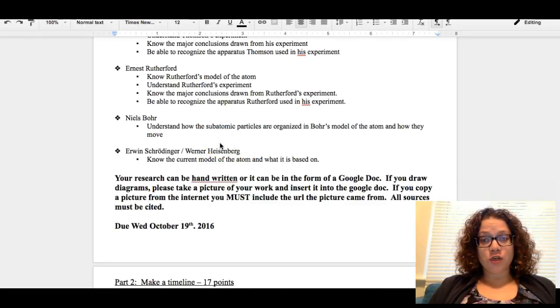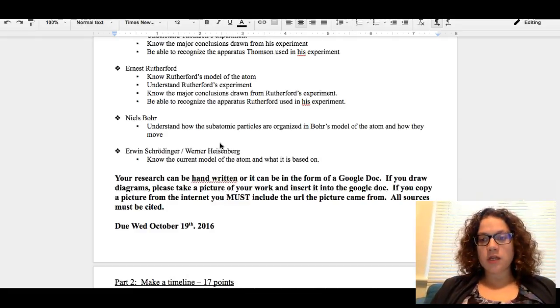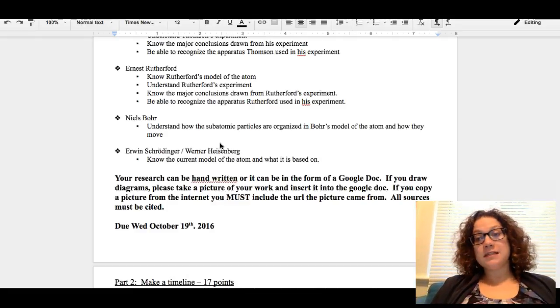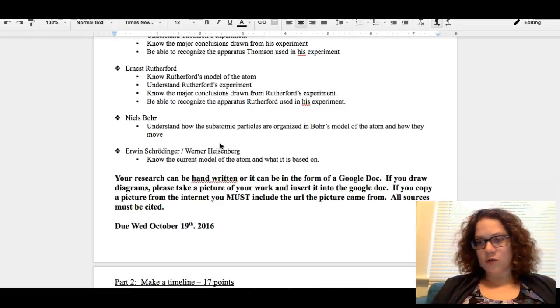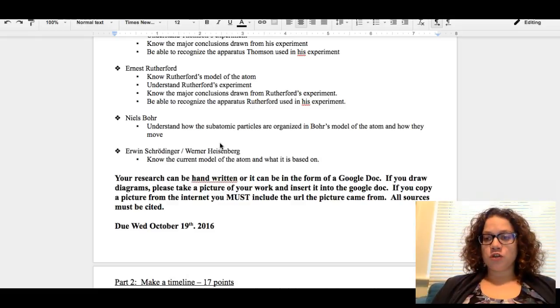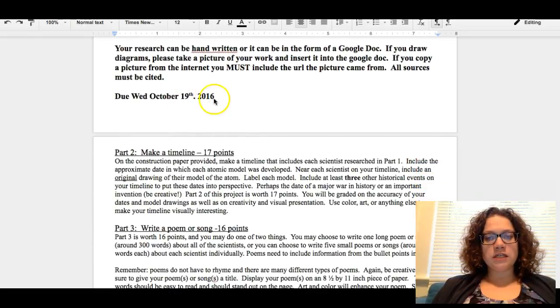That homework is due on Wednesday, and it can be handwritten. If you do it handwritten, please make sure that you hand it in that way. If you do it on a Google Doc, you can hand it in that way. But don't cross over, so everything must be either Google Doc or on paper. If you draw a picture, take a picture of it and add it to your Google Doc. That's all great. And that is going to be due on Wednesday, October 19th. So that is going to be due on October 19th.